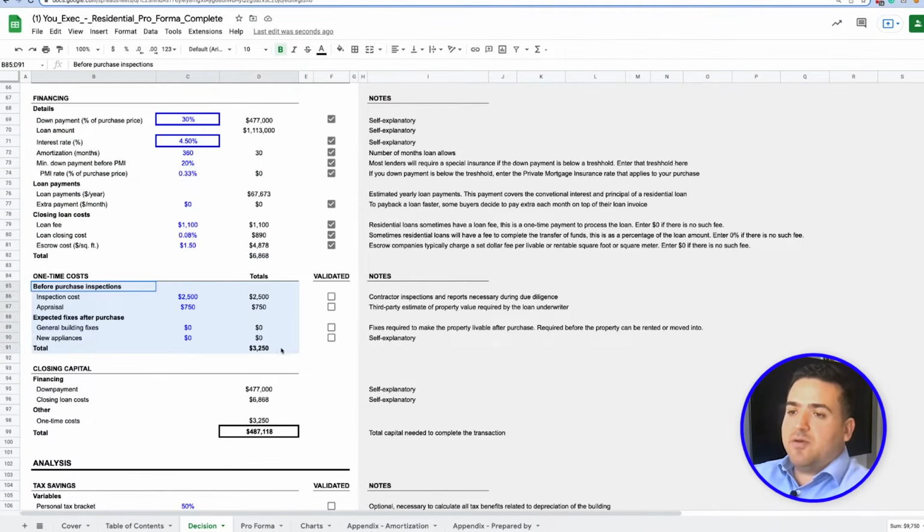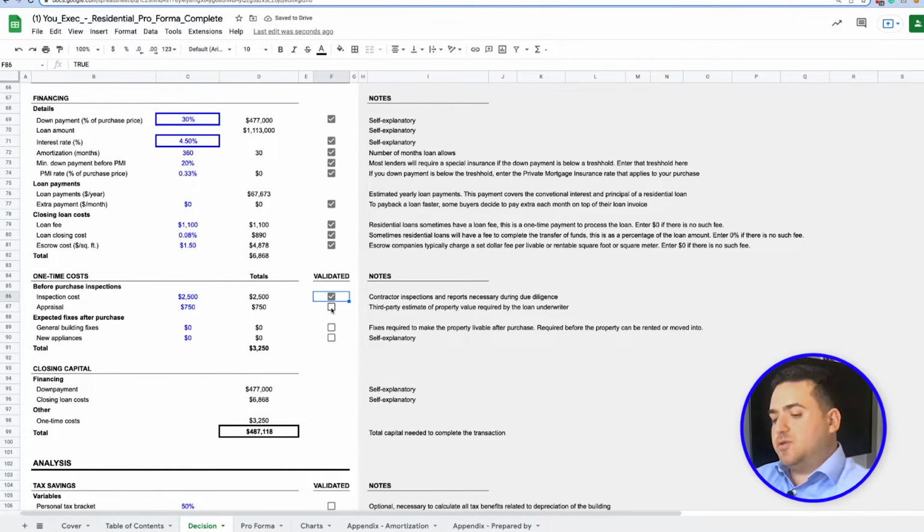But there are other one-time costs that you also want to include in your purchase. For example, the inspections that you need to generate during the due diligence process. If you invite a contractor, a plumber, an electrician to assess the state of the property, you want to include those costs. And also, you might have to pay for an appraisal, which is a third-party company that will value the property for the lender. So these are important details. You want to include that.